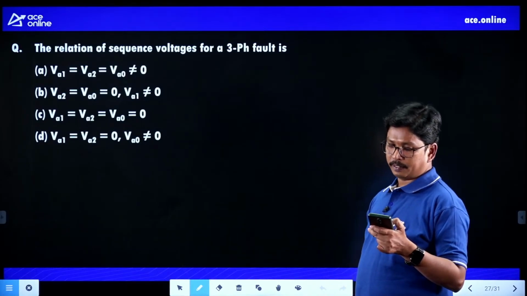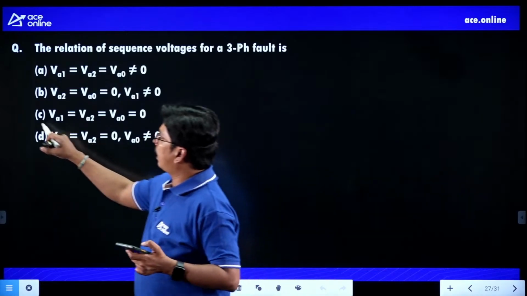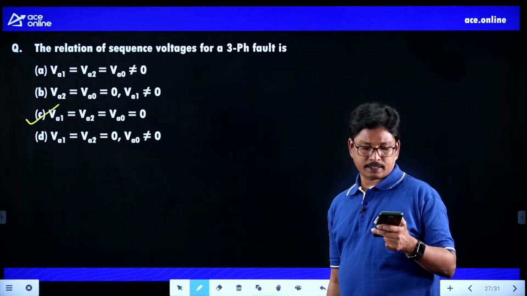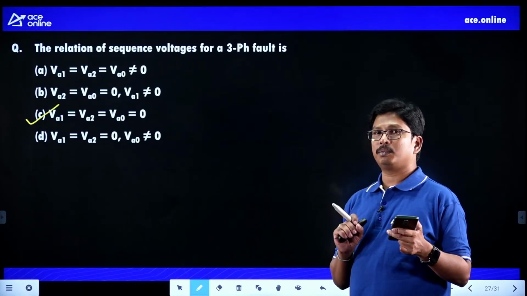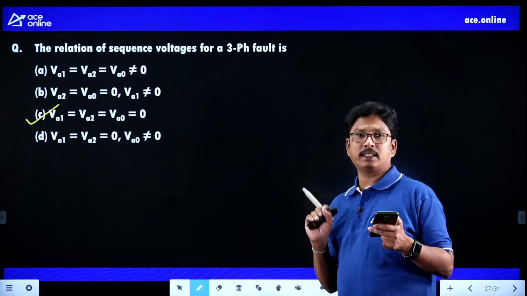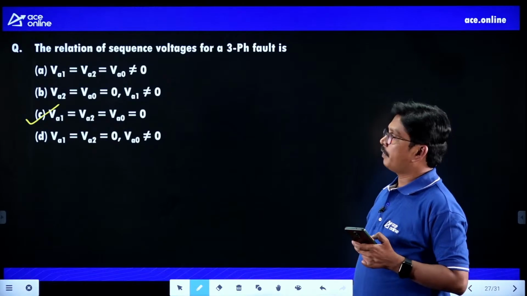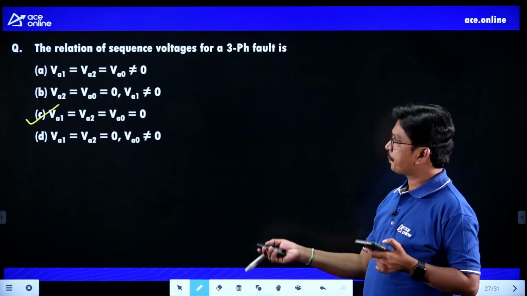Very good. All are 0, very good. For a three-phase fault, all the sequence voltage components are 0. Please check it. Positive sequence voltage, negative sequence voltage and zero sequence voltage are all 0 for a three-phase fault. Very good everybody.